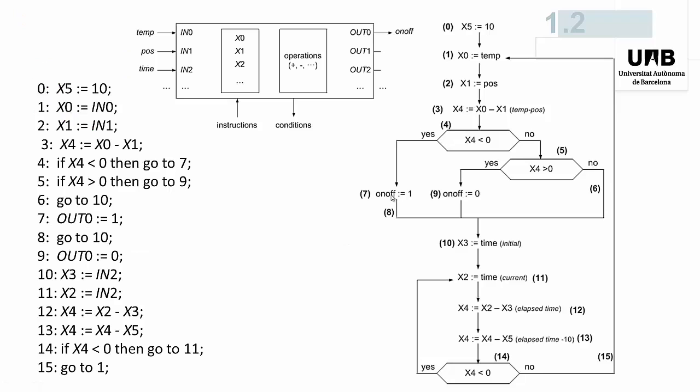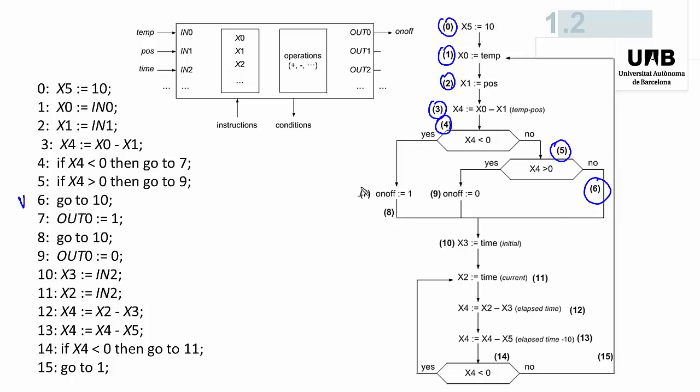Then, to get the program under the form of a sequence of instructions, it is just a matter of assigning numbers to the instructions. For example, the first instruction is number 0, then 1, 2, 3, 4. Here there is a jump. If the condition doesn't hold, we go to 5. Once again, if the condition doesn't hold, we go to 6. 6 is a go-to instruction, go to 10, as you can see.